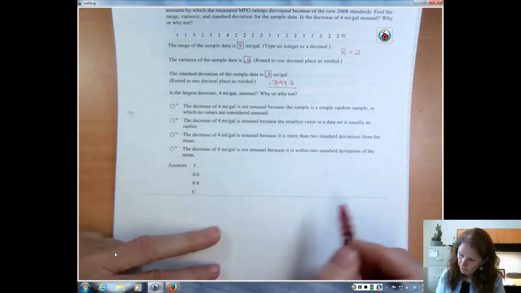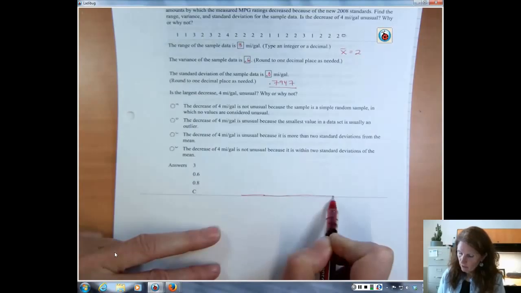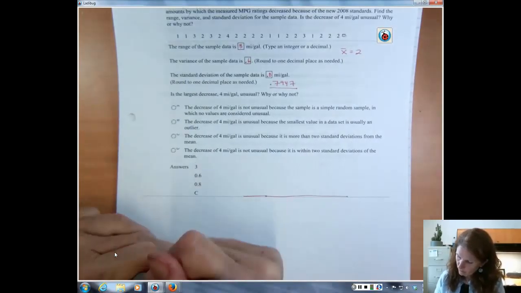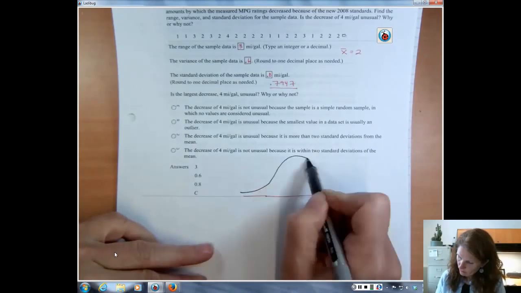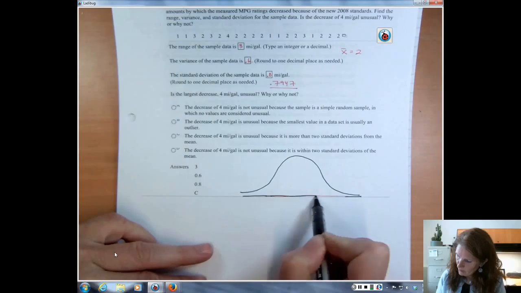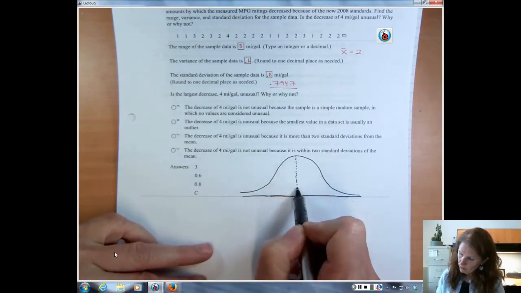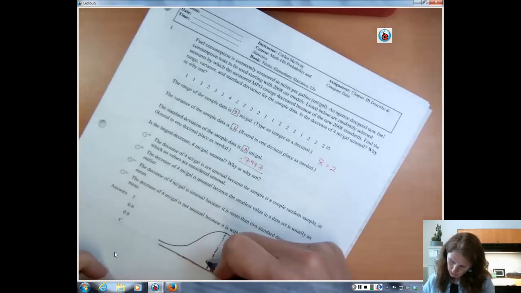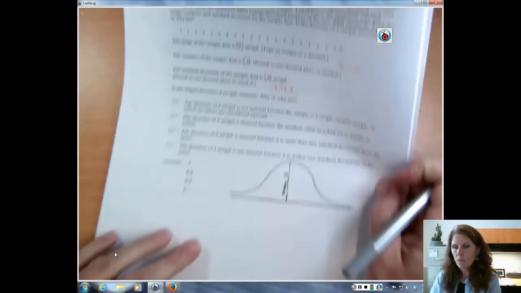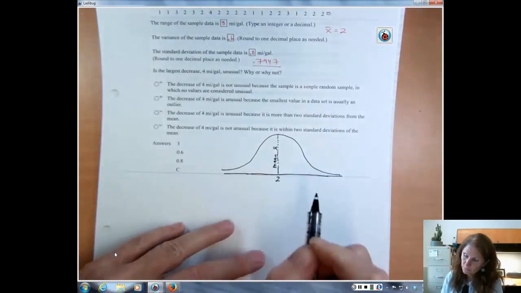Okay, so if I have a normal distribution, then I have this bell-shaped thing, right? And in the center at the peak is my mean. So this is the place where the mean is, which is x bar, all right? And I know that that value is 2 because I just saw that on the calculator.